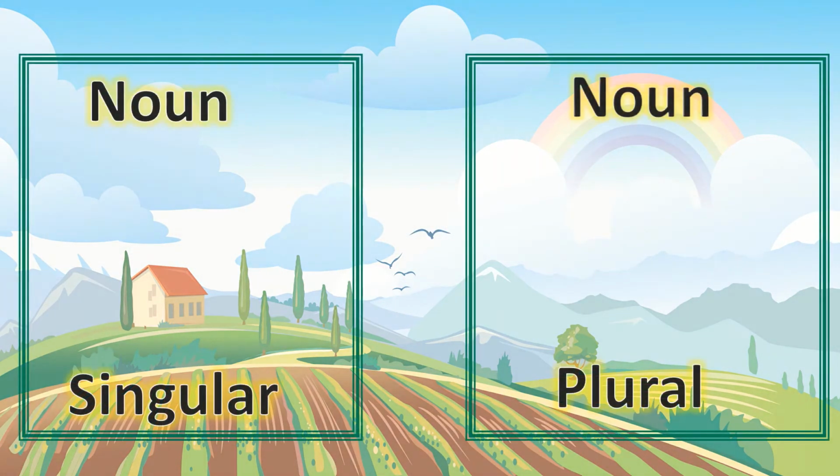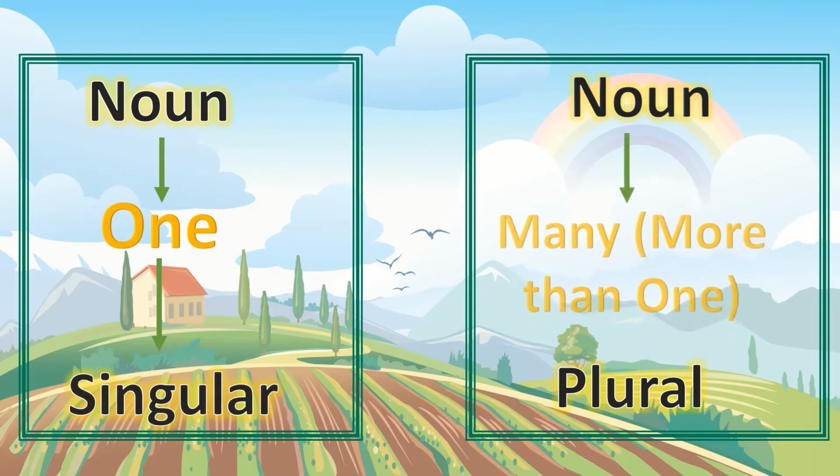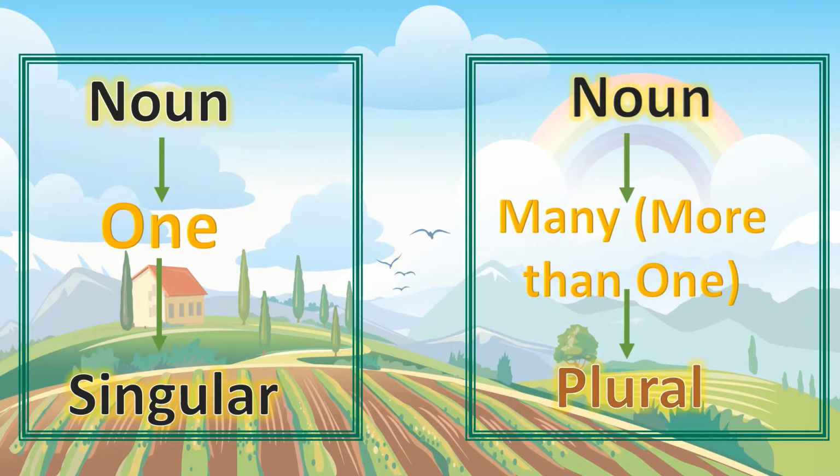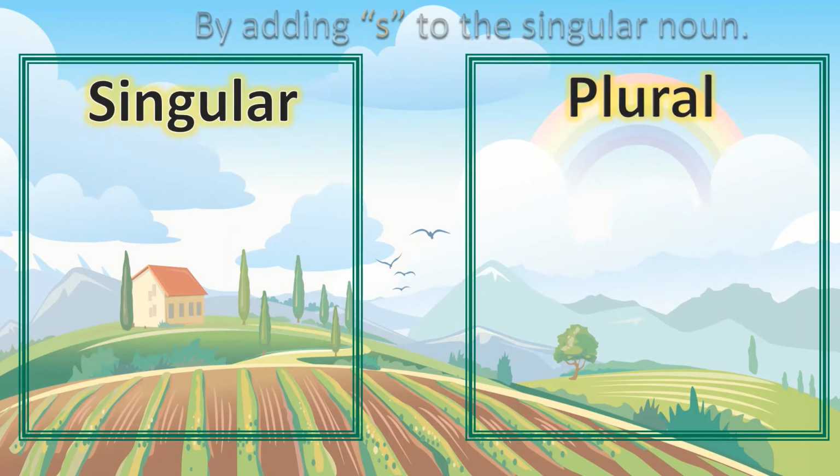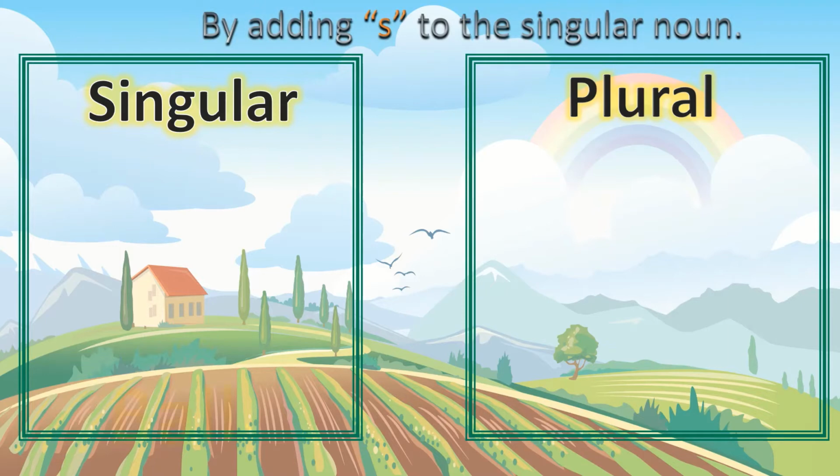When a noun refers to a single person, animal or thing, it is called singular. When a noun refers to many persons, animals or things, it is called plural. A singular noun can be changed into a plural noun in many ways, by adding s to the singular noun.